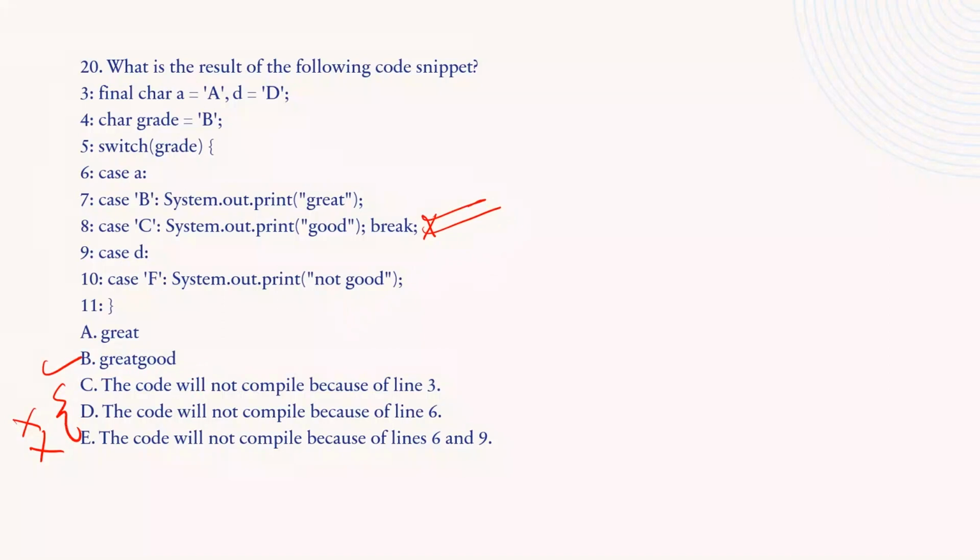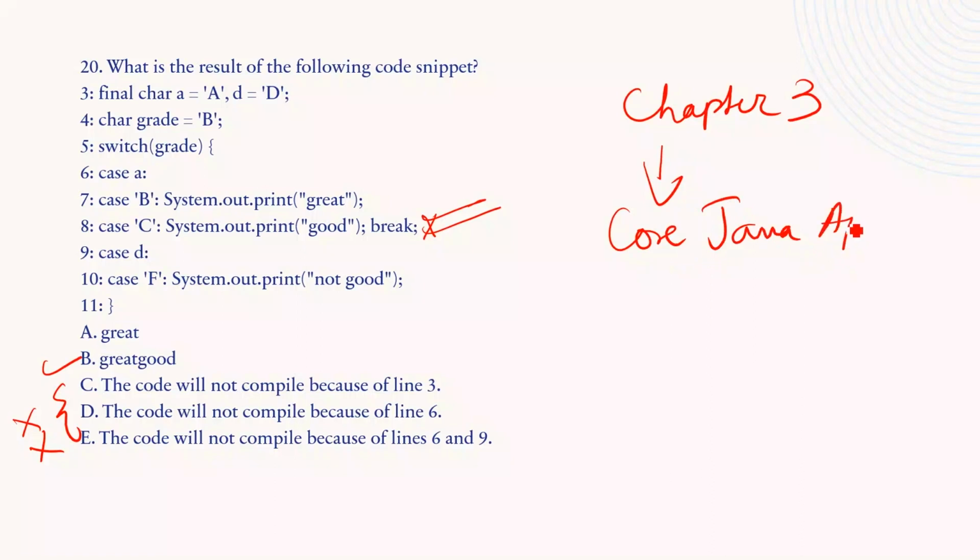That's it for this particular chapter, guys, and these were some of the questions which you may get from this chapter. Now we are going to go to chapter number 3 from our next video, and let me give you a summary of chapter number 3. We are going to learn about core Java APIs. We are going to see some APIs of Java which may come in the exam. So we are going to continue with chapter number 3 from the next lecture.